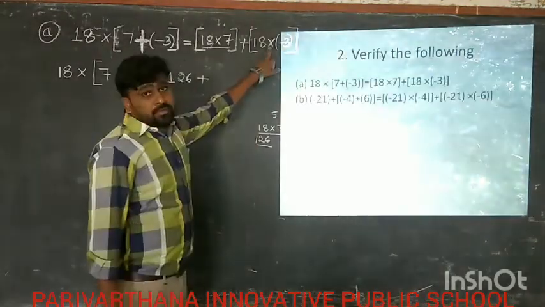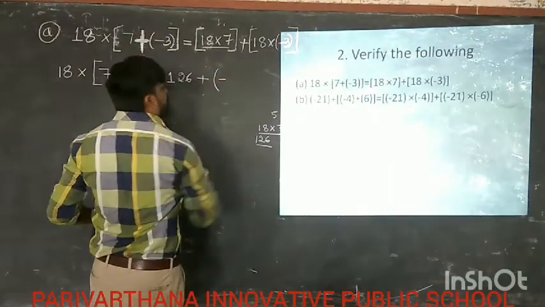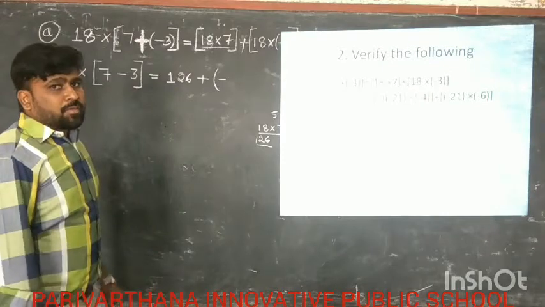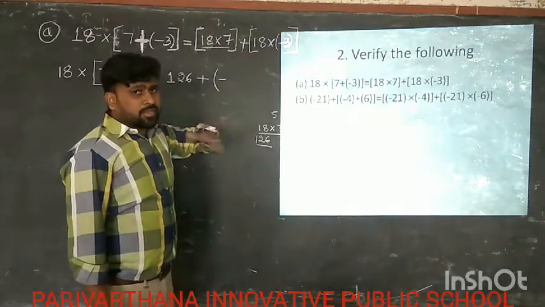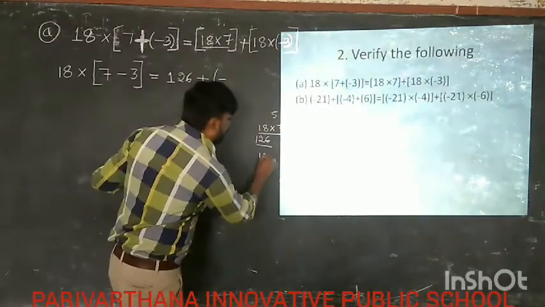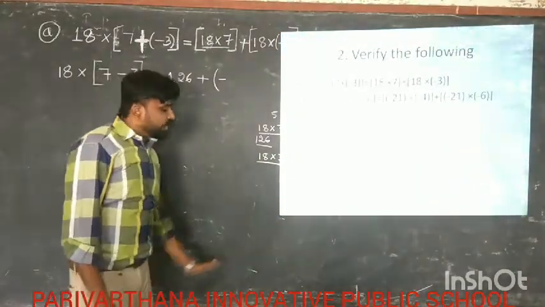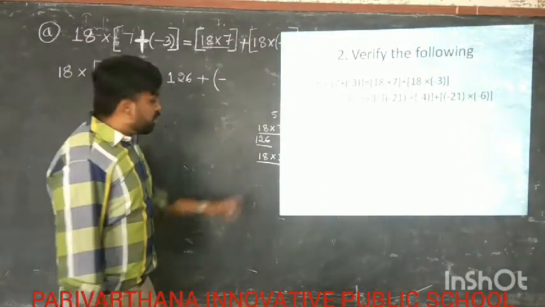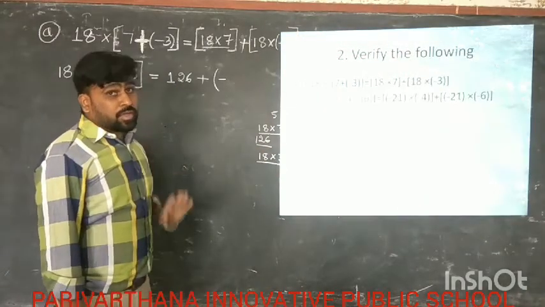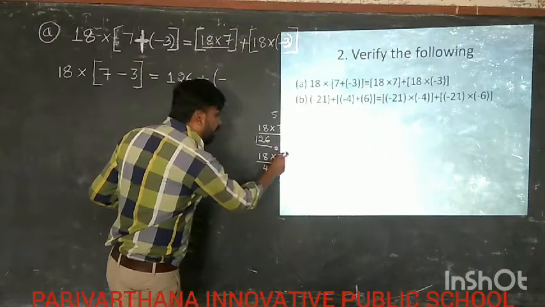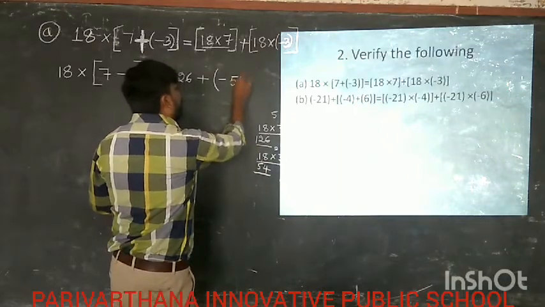This is the multiplication symbol. Clear? That time plus into minus is minus. Clear? Plus into minus, minus. 18 threes are how much? Think. Do rough work and just multiply. 8 threes are how much? 24. 4, 2 carry. 1 three is 3, 3 plus 2 is 5. 18 threes, answer is 54.